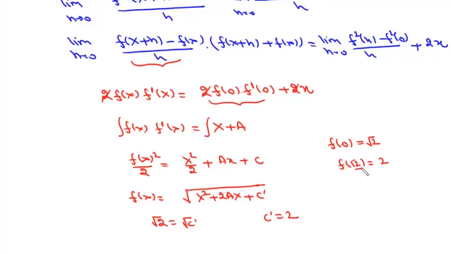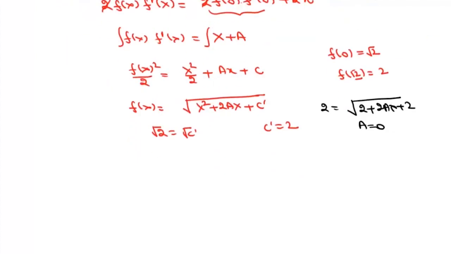And if we put x as root 2, we can write 2 equals under root of 2 plus 2ax plus 2. Now we square it, we get a equals 0. So a is 0 and c dash is 2. So basically our function f(x) will be under root of x square plus 2, and that is the answer to this question.